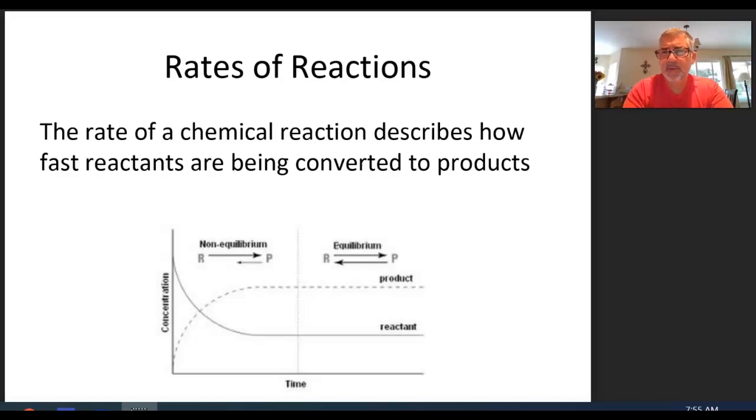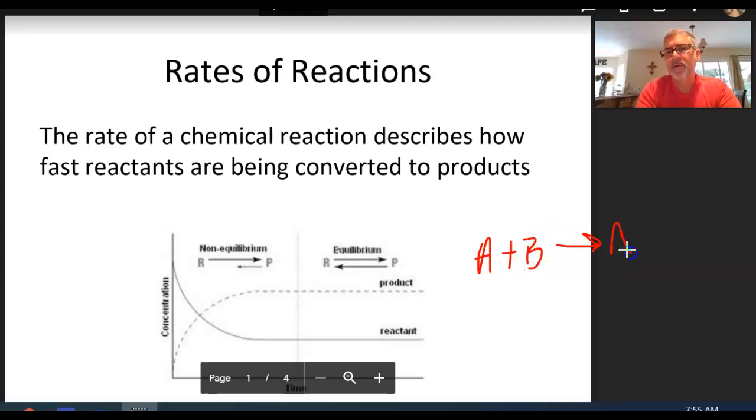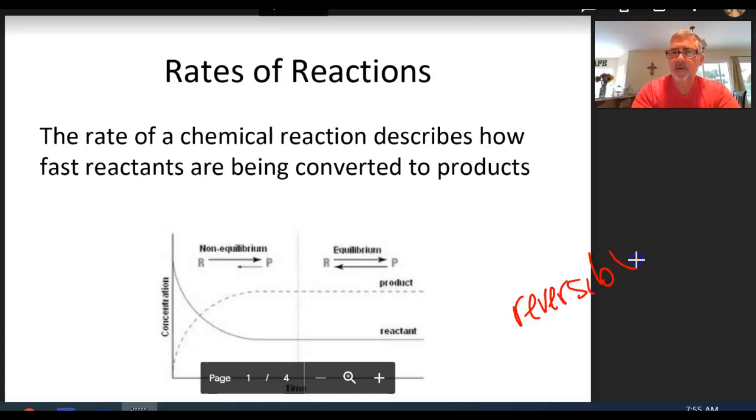When we talked about reactions, remember we've been kind of going one direction: A plus B yields AB. Well, in reality, that doesn't happen all that often, right? Usually with reactions, reactions are reversible. So this is reversible. So reactions are usually reversible.